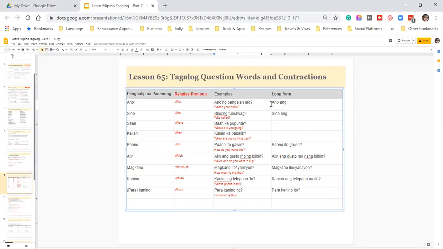Anong pangalan mo? Pangalan. That's ano ang. Sinong tumawag? That's sino ang. Saan ka pupunta? Pupunta. Kailan ka babalik? Kailan.